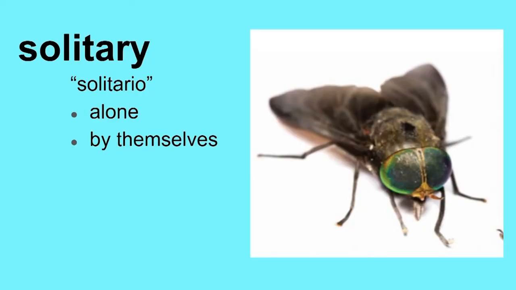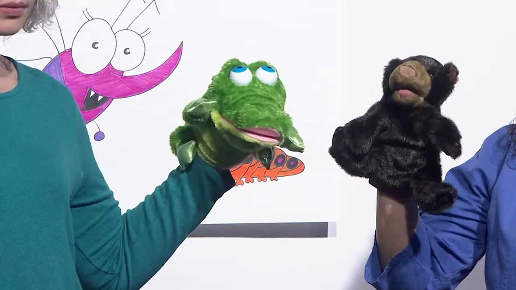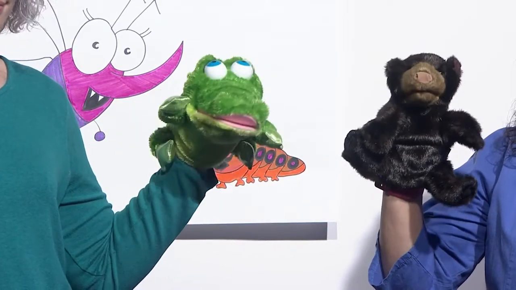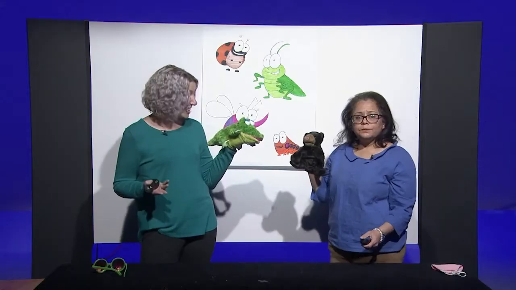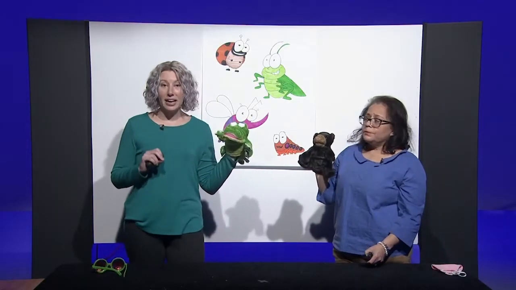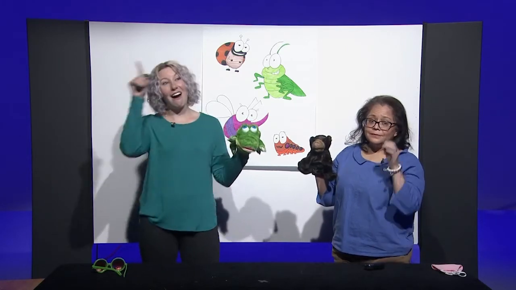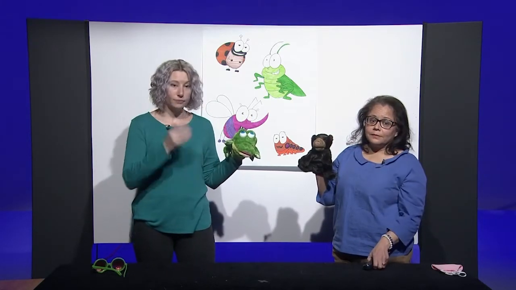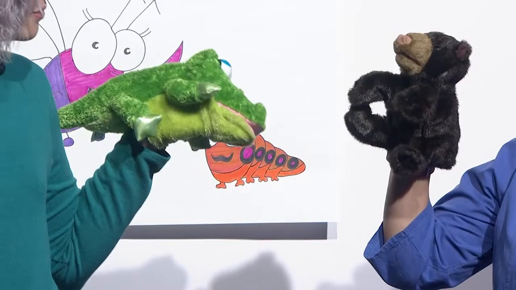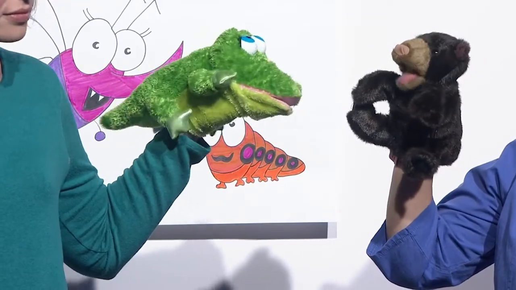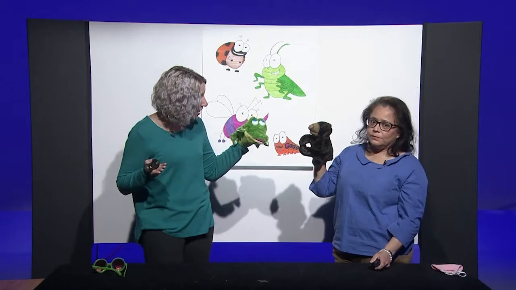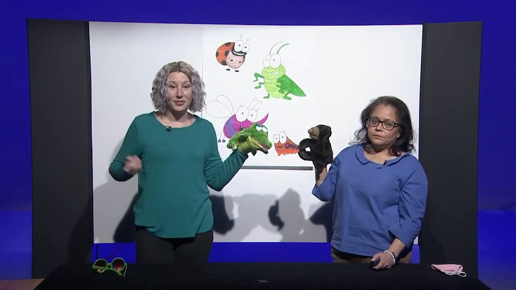Our last word is solitary. This is when animals live alone. What's the Spanish word for solitary? Is it a cognate too? It is a cognate. The Spanish word is solitario. This word is the opposite of social. Does that mean that solitary insects live alone? That's right, Bud. They do live alone.